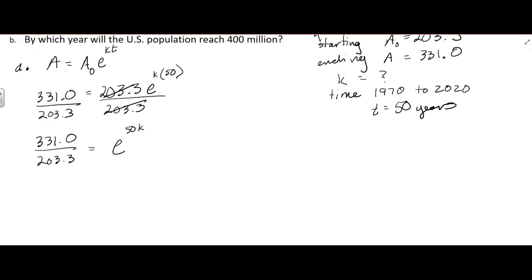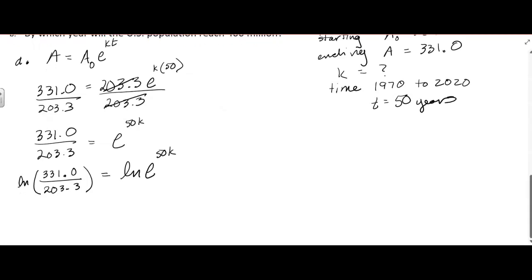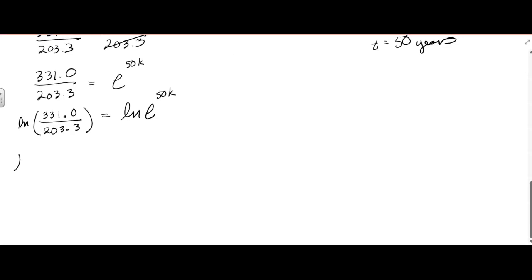Now, because it is base E, we're going to take the logarithm of both sides, but we're going to take the natural log of both sides. So sometimes my students say natural log it, like you're going to just take the natural log on both sides. We'll have to make sure we have parentheses around our division there. And then we have the natural log of e to the 50k.